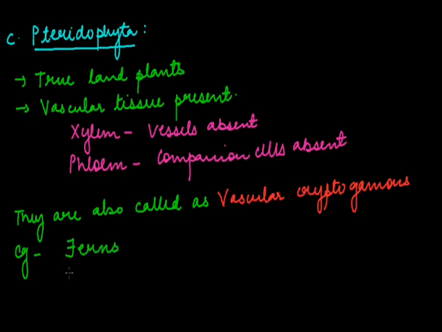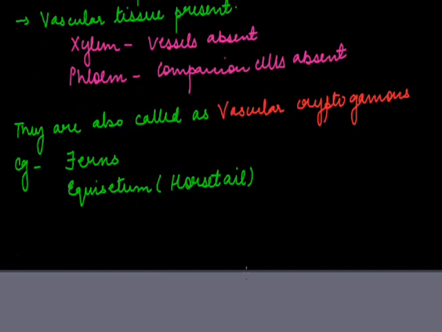The examples are ferns and equisetum, which is commonly called horsetail. This was all about the cryptogamous. Now coming on to the phanerogamous.